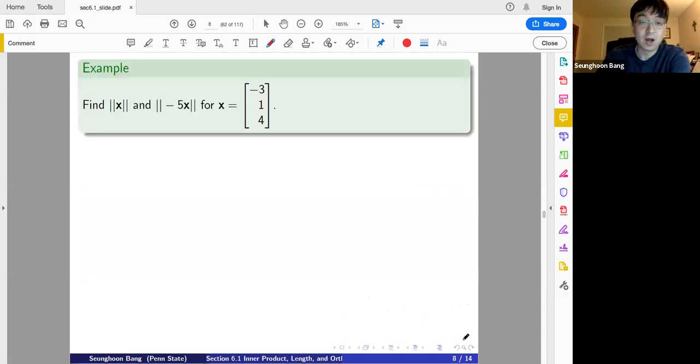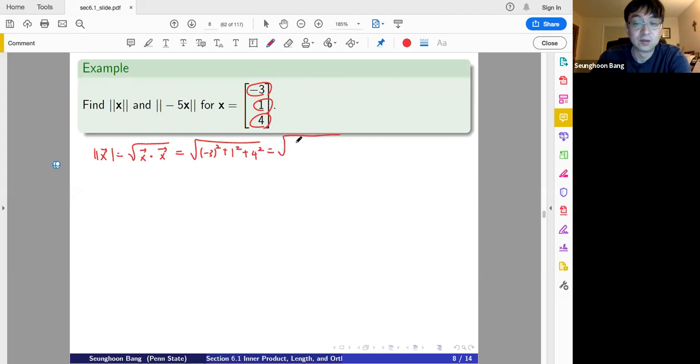Here, you can find the norm of x and the norm of negative 5x. Define the norm of x first. What is the norm of x? The norm of x is the square root of x dot x, the inner product. Exactly, here negative 3 squared, 1 squared, 4 squared. You add them: 9 plus 1 plus 16. So we have the square root of 26.